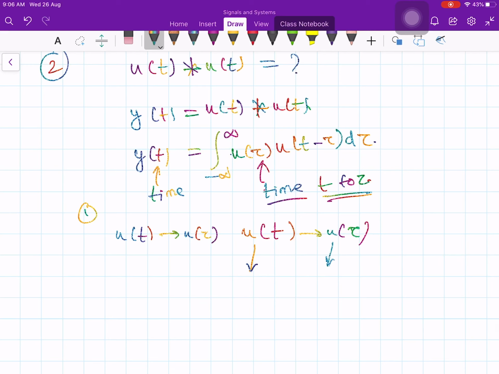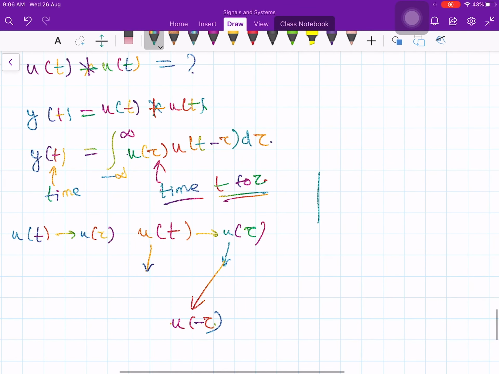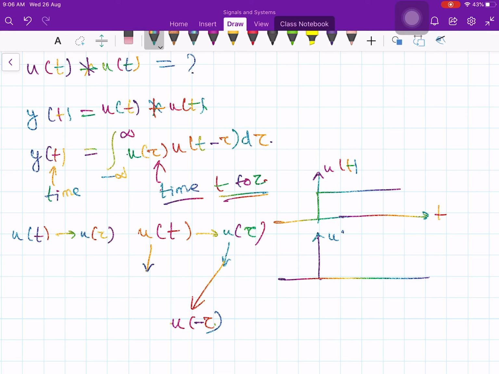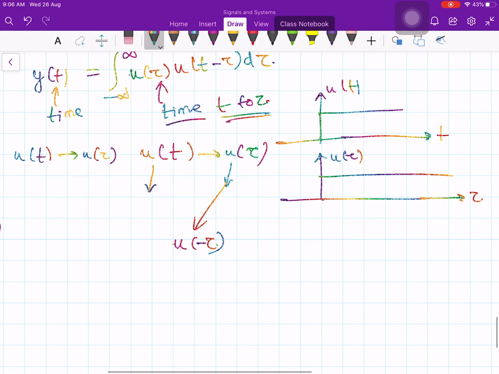Second step, what you need to do? You fold it up. You take this one and fold it to u of minus tau. If you plot it, this is the u of t time function, then change the variable to u of tau like this, this is tau, then u of minus tau looks like this. Again this is tau and this function is u of minus tau. So the second step is folding.